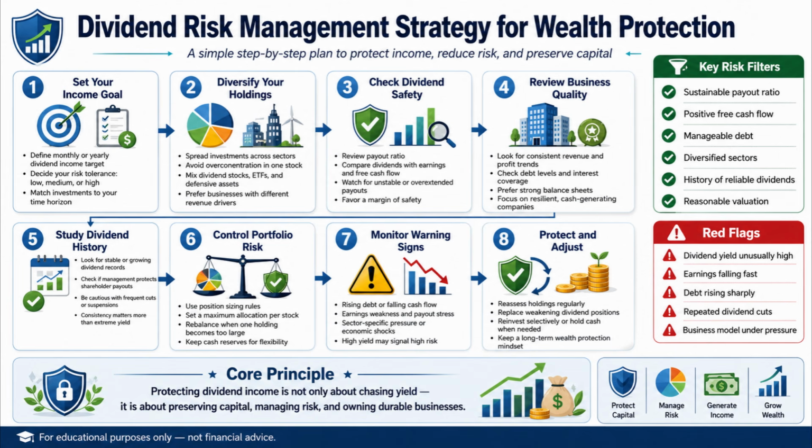Overall, a strong dividend risk management strategy focuses on sustainable payout ratios, positive free cash flow, manageable debt, diversification, reliable dividend history, and reasonable valuation. On the other hand, investors should be careful with high-risk red flags such as falling earnings, rising debt, repeated dividend cuts, and business models under pressure.